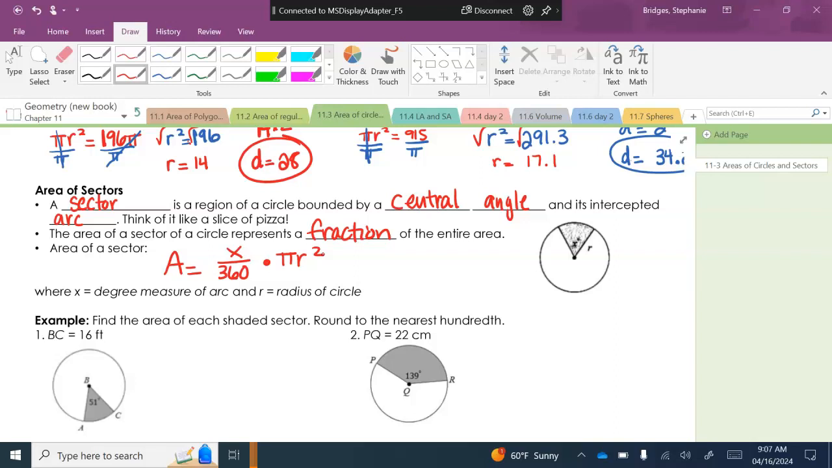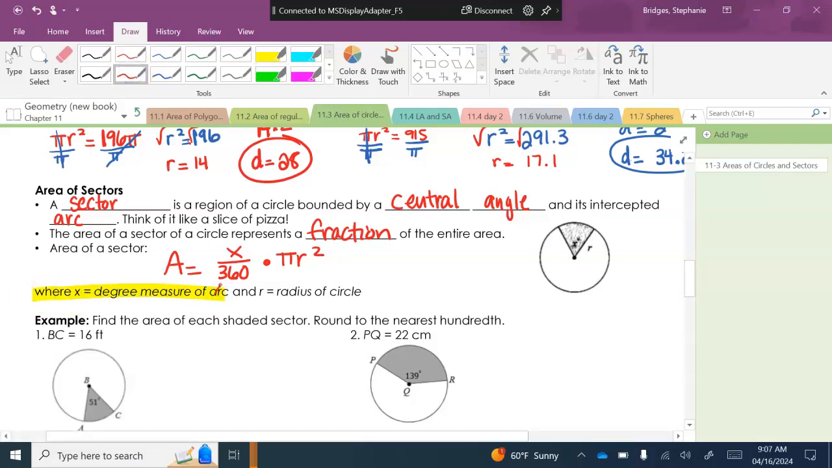Let's break that down. Pi r squared is the formula for area of a circle, okay? And then there is a fraction. Why do you think 360 is involved? That's a circle, yes, exactly. That's the number of degrees in a circle, 360, right? Yes? So in this formula, x is representing my central angle.